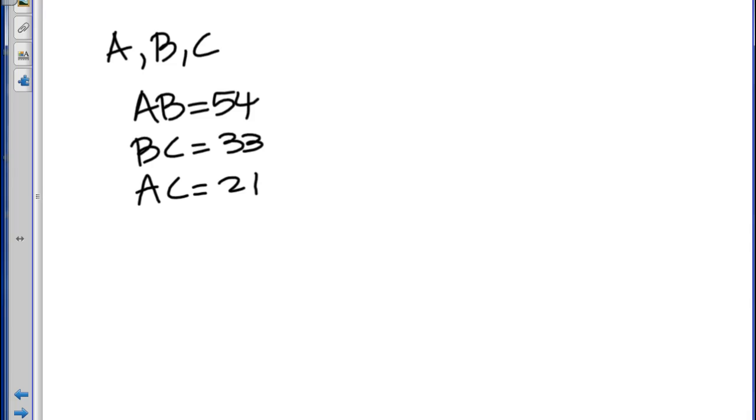So we're checking sums. Would these two add together to be the third? Would these two add together to be the third? Or would these two add together to be the third? So pause the video and you can try that out.